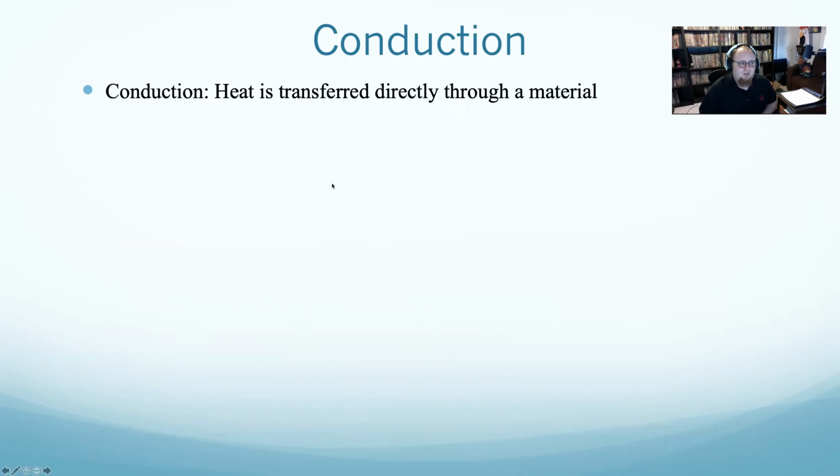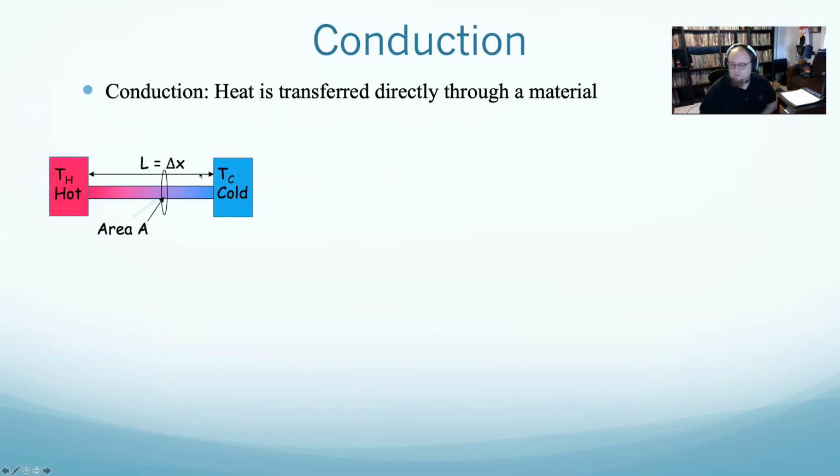Let's say we have a hot thing and we have a cold thing, and we have them attached by a pipe. So we got hot, we got cold, we got a pipe. This pipe has a cross-sectional area A and a length L. Let's just use logic.